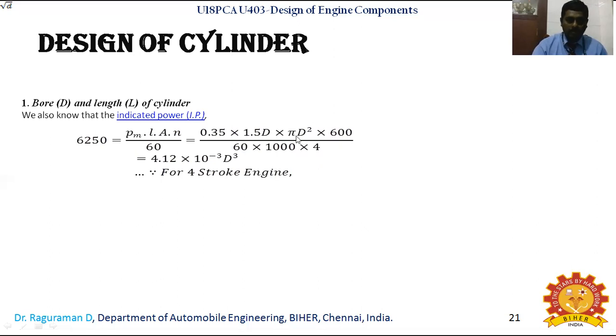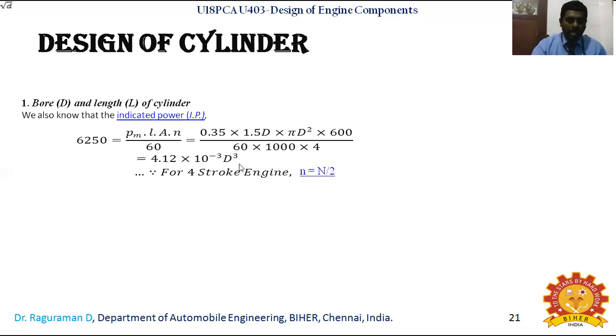By simplifying this calculation, D and D square give D cube. By making these calculations, you get 4.12 into 10 power minus 3. This is for the 4-stroke engine. For a 4-stroke engine, we consider small n equal to capital N by 2. That's the calculation you have made.